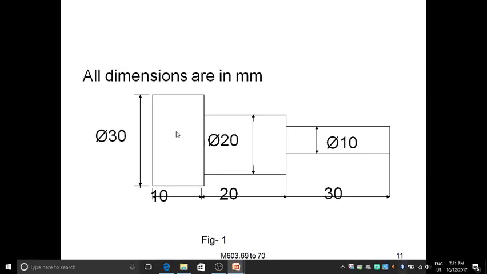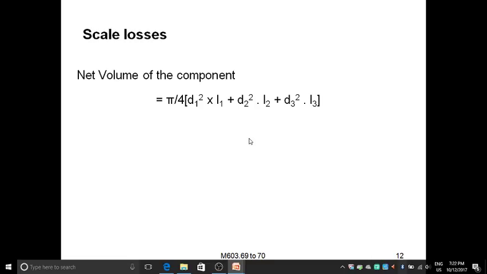I think this is very simple. It is just like a cylinder. You have 3 cylinders here, with lengths of 10, 20 and 30 and diameters of 30, 20 and 10 respectively. You divide this object into 3 segments: segment A, B and C, or 1, 2, 3. That is up to you. Now you can divide this object into 3 segments. I think it is also divided into 3 segments here.